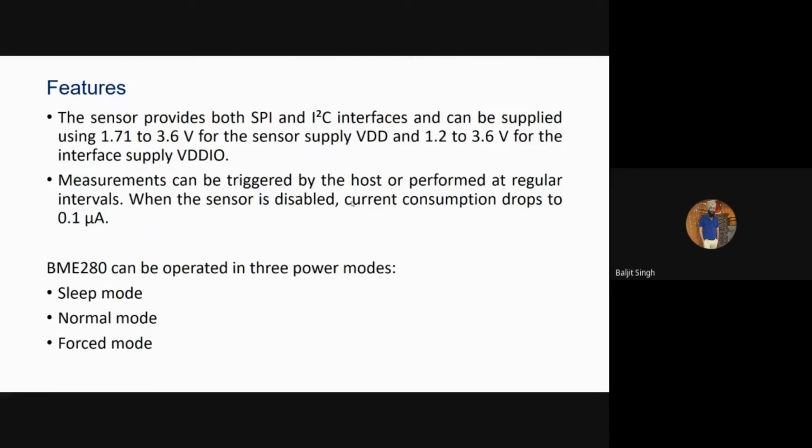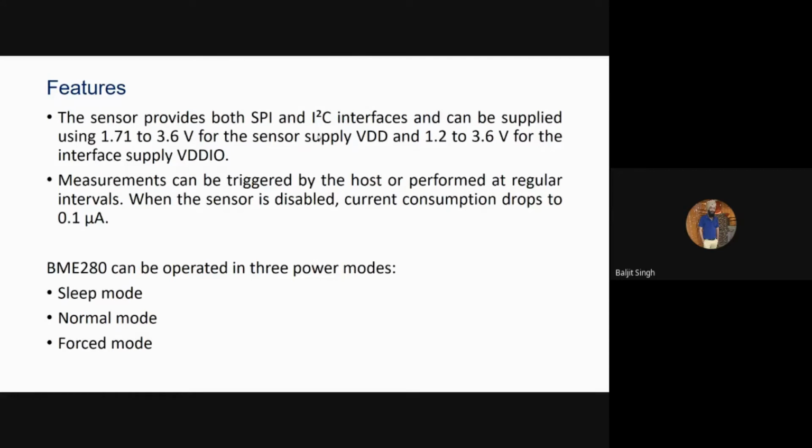BME 280 provides both. Now there are various communication modules, SPI communication, I2C communication. There are SPI buses and I2C buses. So this sensor provides both these interfaces. There are various digital communication modules. You must be aware of these, like the four-wire and these kind of various communication modules.